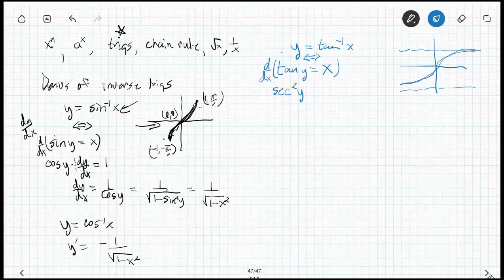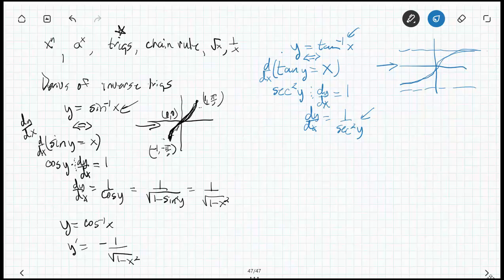The derivative of y is 1 dy over dx. That's my footnote. And then this is equal to, well, what's the derivative of x? It's 1. So dy over dx is equal to 1 over secant squared y. Now we're back in the same problem that we had over here. This thing is a function of x. This thing is a function of x. This thing is, what the heck is that thing?